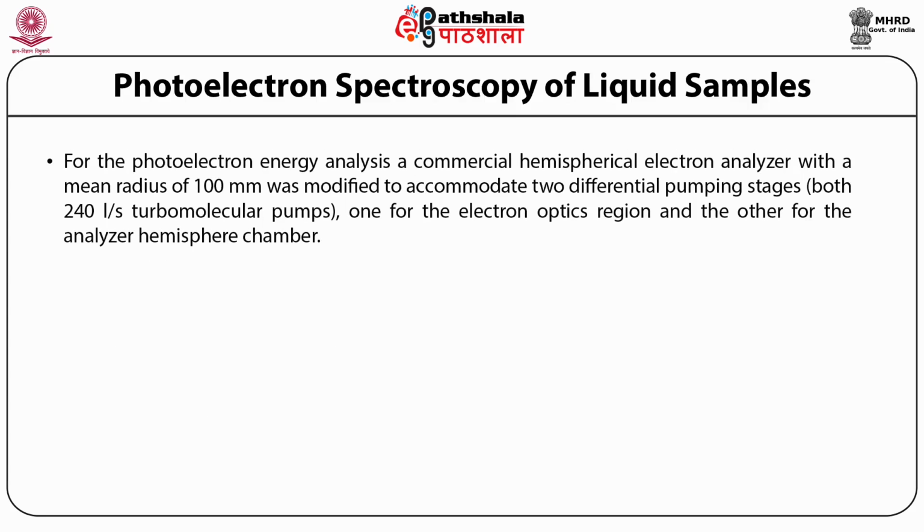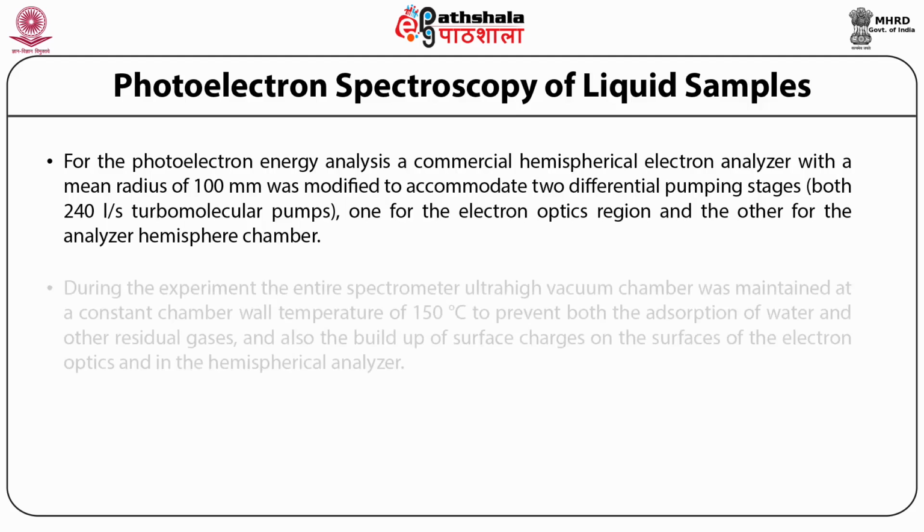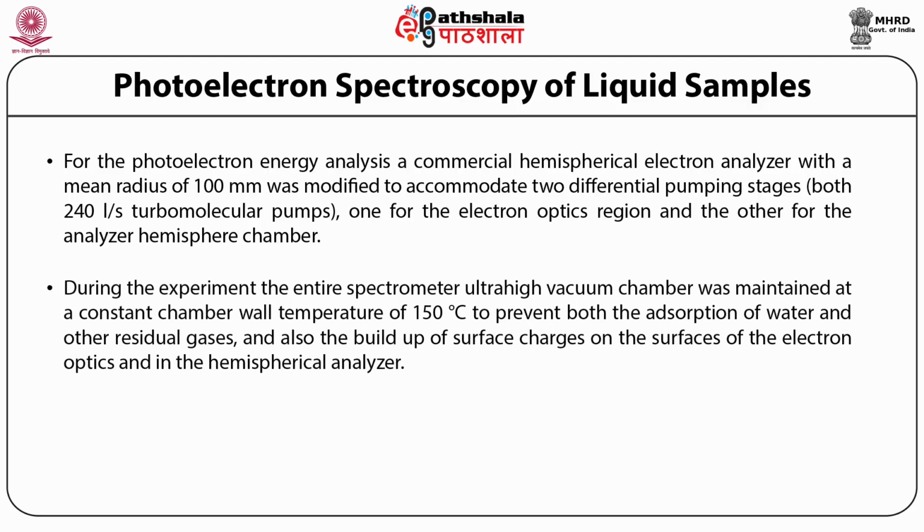For the photoelectron energy analysis, a commercial hemispherical electron analyzer with a mean radius of 100 nanometer was modified to accommodate two differential pumping stages, both 240 liter per second turbomolecular pumps, one for the electron optics region and the other for the analyzer hemisphere chamber. During the experiment, the entire spectrometer ultra high vacuum chamber was maintained at a constant chamber wall temperature of about 150 degrees C to prevent both the adsorption of water and other residual gases, and also the buildup of surface charge on the surfaces of the electron optics and in the hemispherical analyzer.